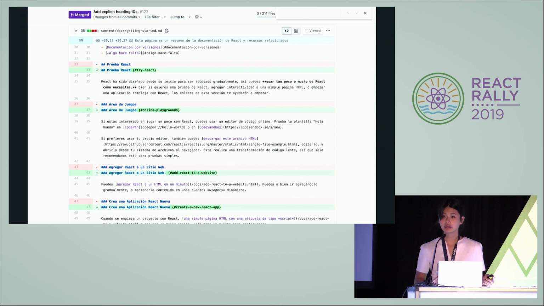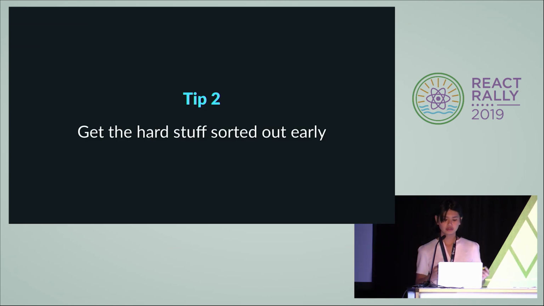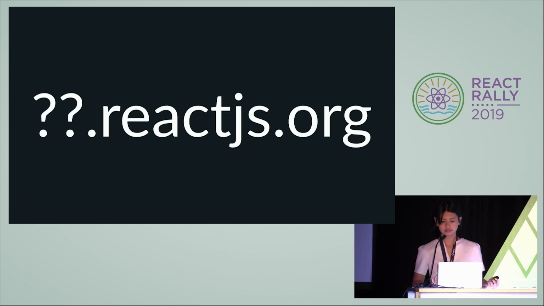If we started on like 10 or 20 different translations already, and people already started translating different headings, there would have been a lot of manual work needed to replace these headings with the versions with explicit tags. So tip number 2 is get this hard stuff sorted out early.